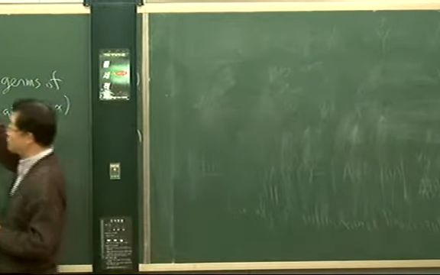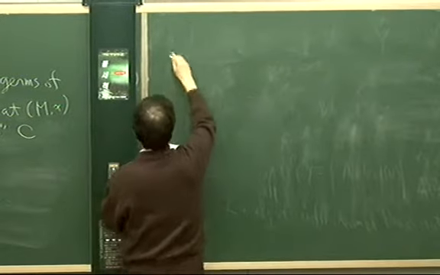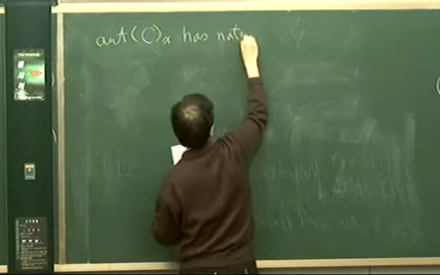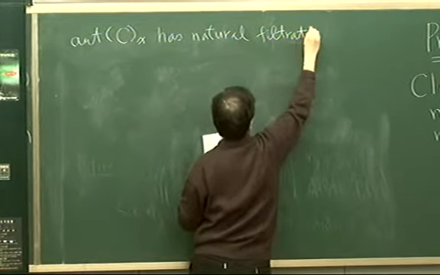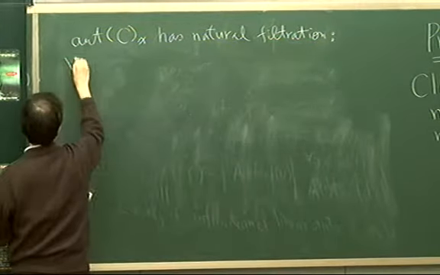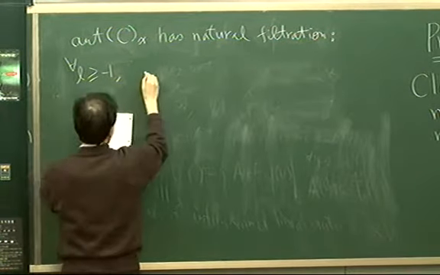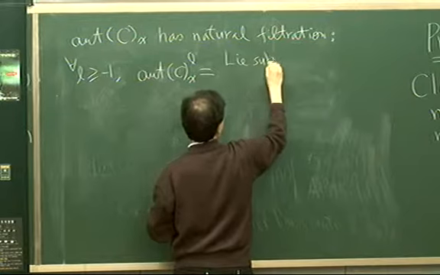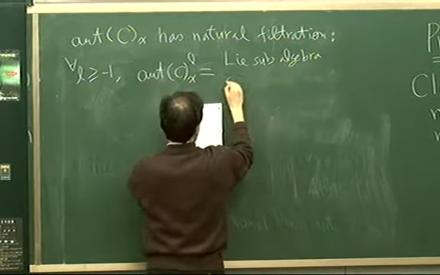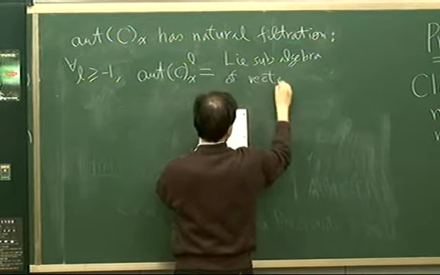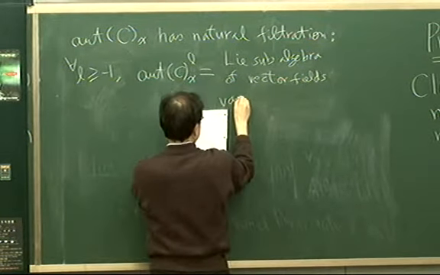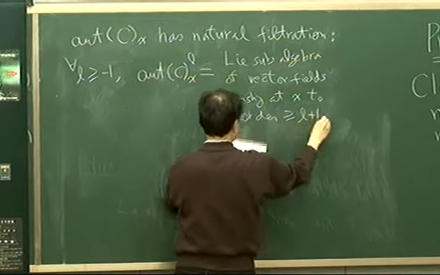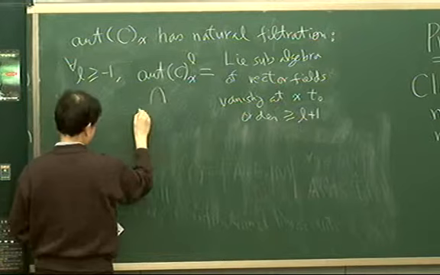Now, what's interesting is this Lie algebra, which can be infinite dimensional, has a natural filtration. So what we do is, for each l at least -1, we define aut(C)_x^l. This is the Lie subalgebra of vector fields vanishing at x to order at least l plus 1. So this is a Lie subalgebra inside this Lie algebra.